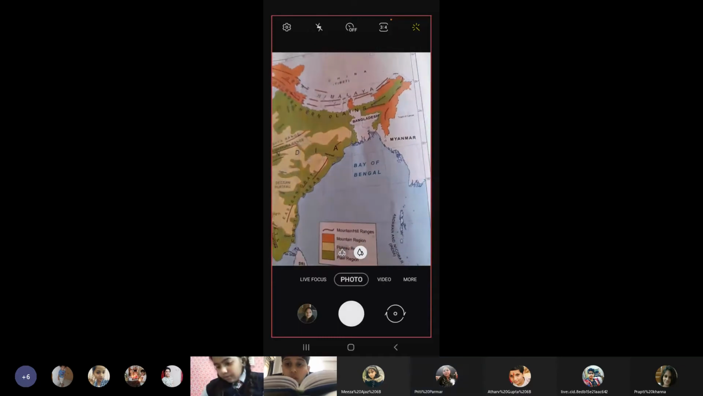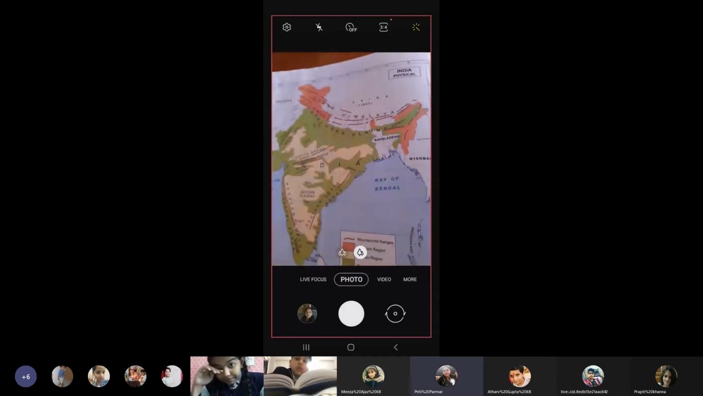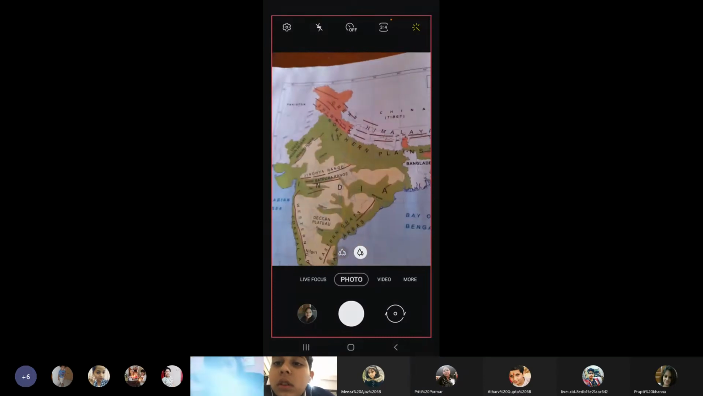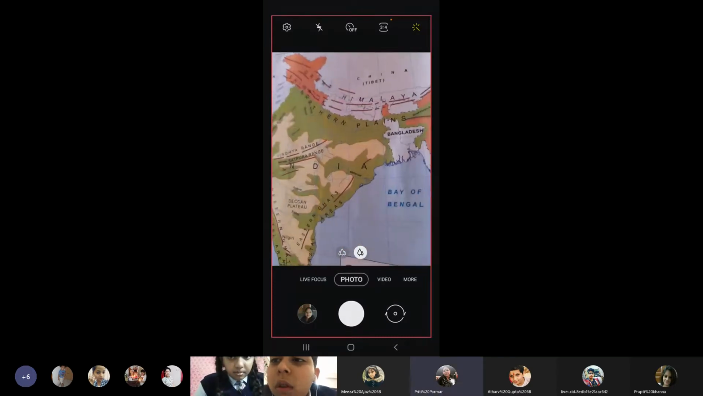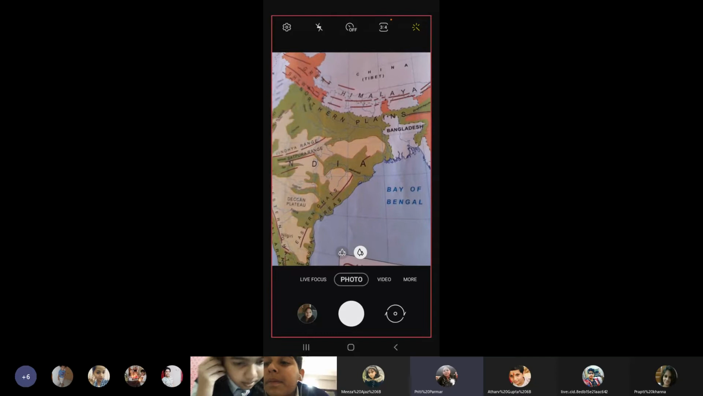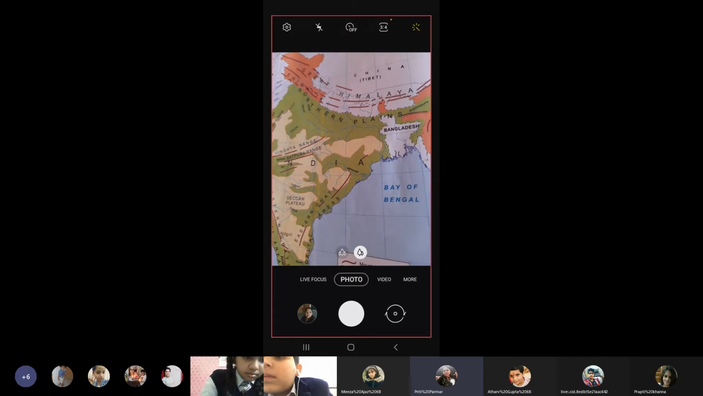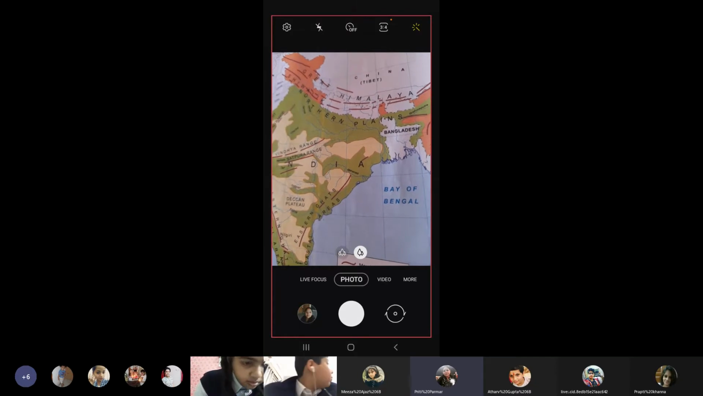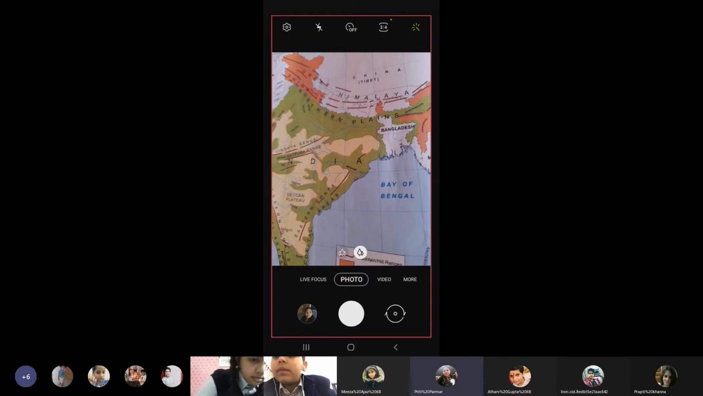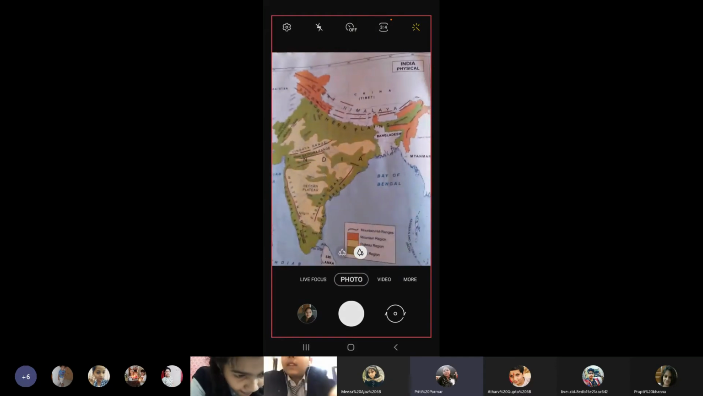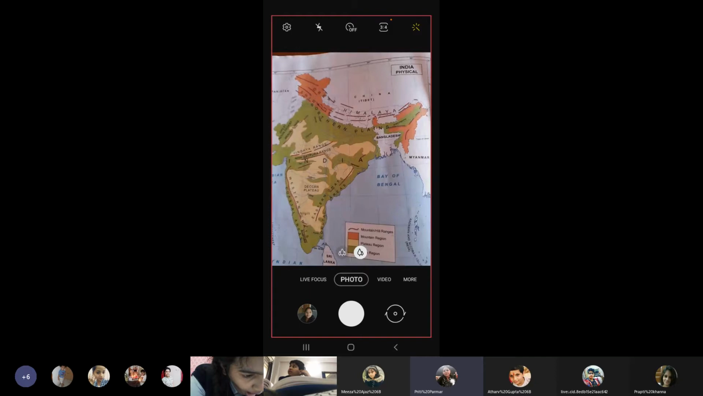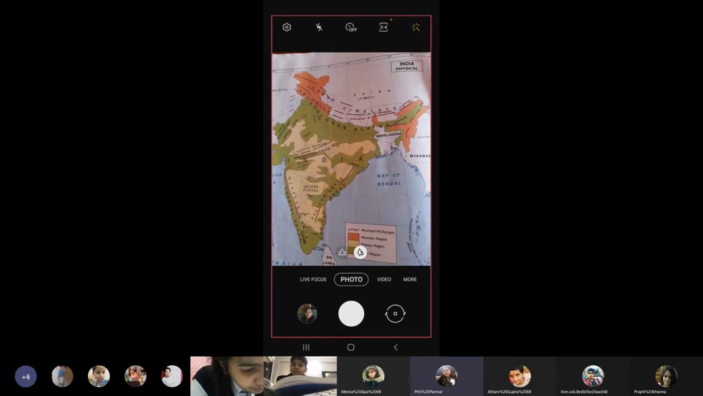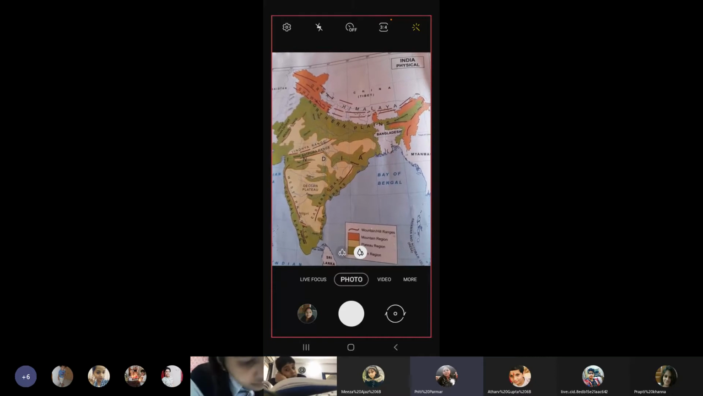Okay. The northern plains are formed by deposition of three main river systems, the Indus, the Ganga, and the Brahmaputra. Sand, silt, and clay brought down from the Himalayas by the permanent rivers formed these vast alluvial plains. The tributaries of the Ganga, the Indus, and the Brahmaputra have also contributed to the formation of the northern plains.